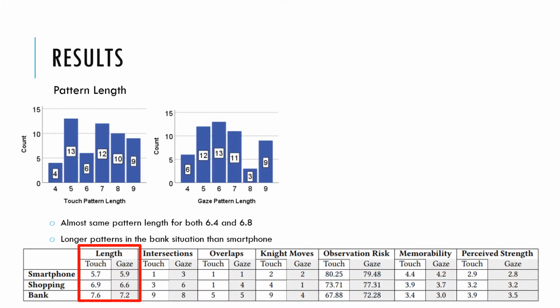For our study results, we studied the effect of the situation and modality on different factors. Here we can see the results of the pattern length between gaze and touch modalities. On average, the length in both modalities is similar, 6.4 and 6.8 characters. We did not find any statistical significance between the two modalities. However, the smartphone scenario had significantly shorter length than the bank situation.